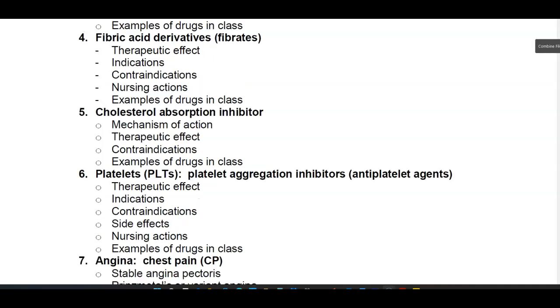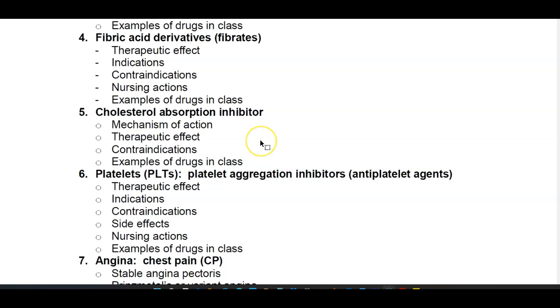Next is your fibric acid derivatives, or fibrates. The therapeutic effect of fibrates is primarily lowering triglycerides. Also, it may affect the total cholesterol, but mainly it lowers your triglyceride levels. Indications, or reasons why some patients take this medication, are primarily hypertriglyceridemia, or high triglycerides. Some contraindications for this medication include severe kidney, liver, or gallbladder disease.